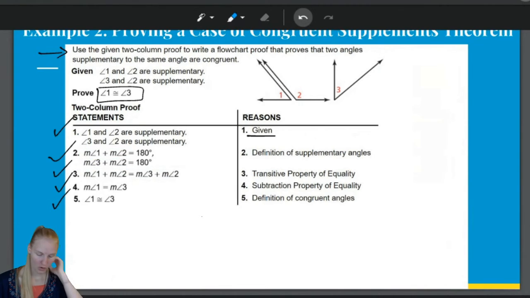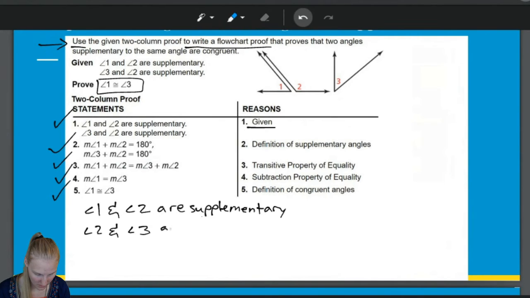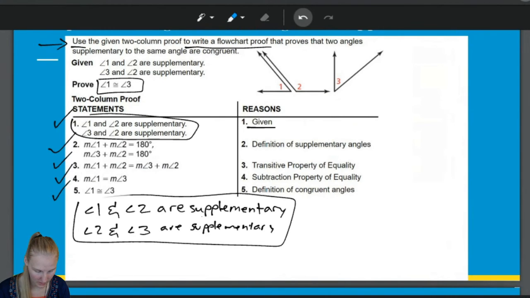Okay, now all we have to do is write a flowchart proof. That's what they wanted us to do. Use the two-column proof to write a flowchart proof. Okay, so we're going to start with what we're given. Angle 1 and angle 2 are supplementary. And angle 2 and angle 3 are supplementary. I'm just writing the first statement in my first box.